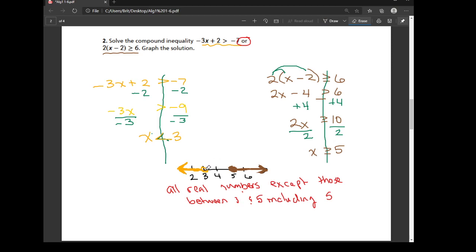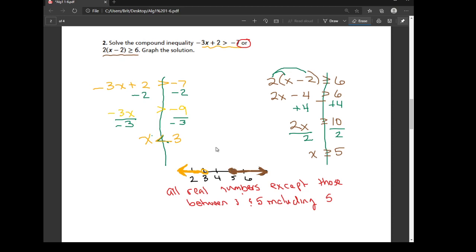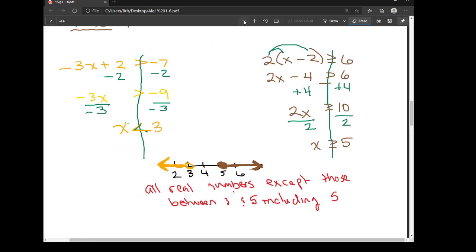Or I could say it in words, it's all the numbers less than 3, or all the numbers greater than or equal to 5. That's a way to say it in words. All right, so there's a couple ways we can describe this. Don't go thinking if you describe it one way that it's not right. All right, and sorry for the fading here, but that is example number 2.